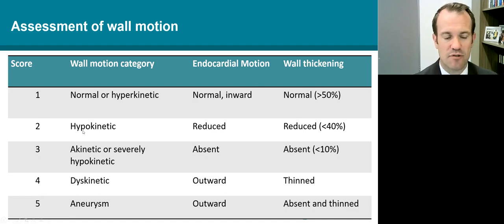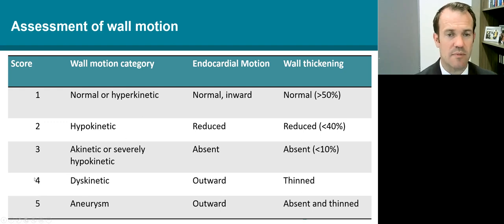thickening. A score of 2 denotes hypokinetic segments, and we refer to that as a reduction in thickening of less than about 40%. We give a score of 3 for akinetic or severely hypokinetic segments, and here we see no endocardial motion and absent or less than 10% wall thickening. A 4 indicates dyskinetic motion, where it's an outward motion and the wall is thinned, and a 5 for aneurysmal, again, outward motion where wall thickening is absent or thinned.